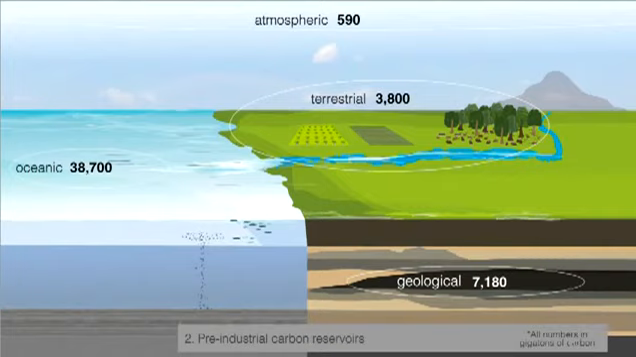The amount of carbon estimated to have been contained in the Earth's major carbon reservoirs prior to the year 1800 is reflected here. All figures are scientific estimates and are represented in gigatons or billions of tons of carbon.